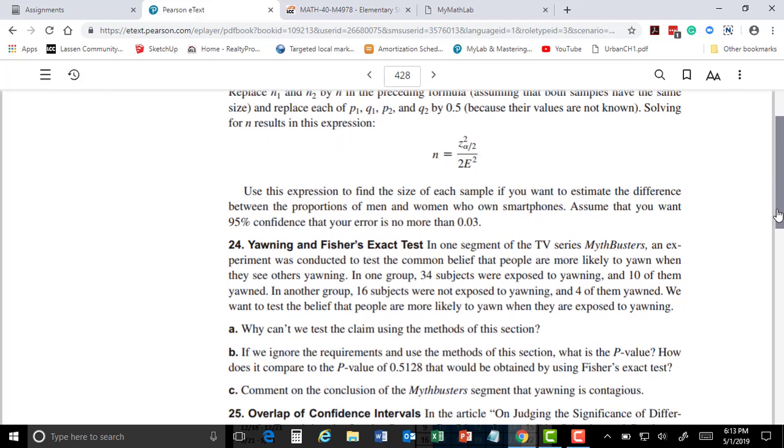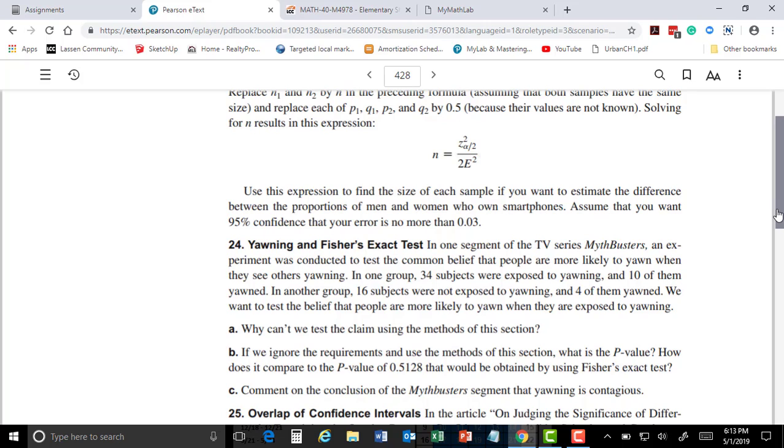This equation here, use it if you're going to be doing your own sample. It tells you what sample size you should be looking at according to the error term and the alpha over 2. You probably won't use that. This is called the exact test.